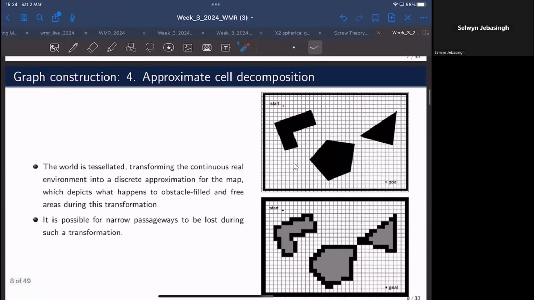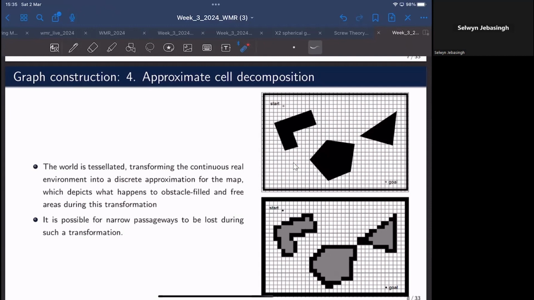So we have basically covered different methods of graph construction. The first one was the visibility graph. The second one was the Voronoi diagram. On the previous slide, we covered exact cell decomposition, and on this current slide we have covered approximate cell decomposition. We have also seen the advantages and disadvantages of all of these different methods of graph construction.